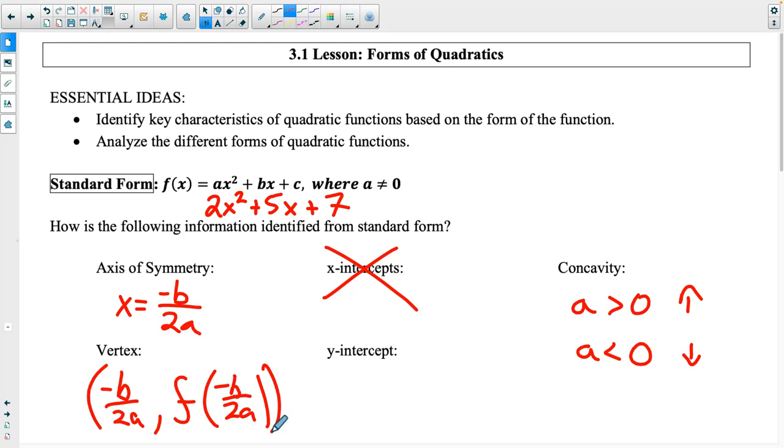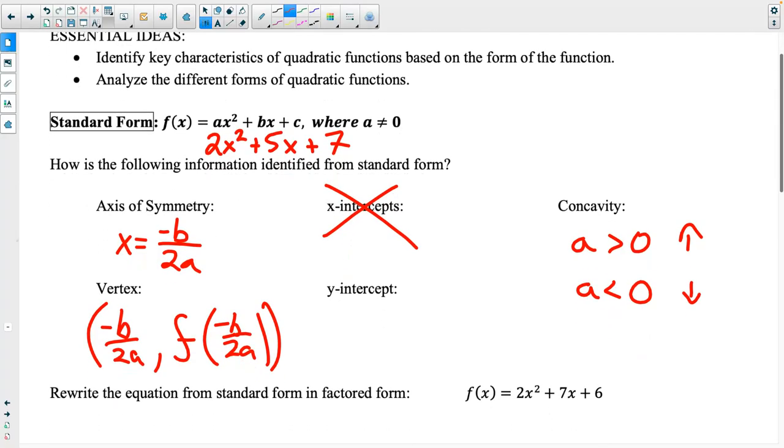And then our y-intercept, how do we find our y-intercept? It's 0, comma what? What would it be for this problem? 0, comma c, or 7, right? So 0, comma c.